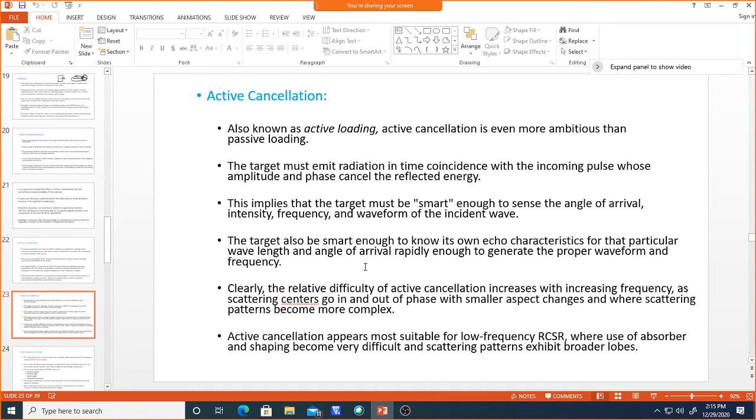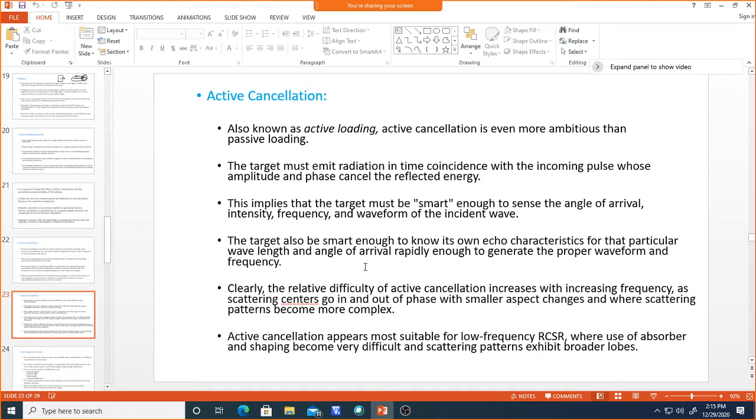Why? Because active cancellation depends on the incoming wave phase and amplitude, and also the target depends on itself to produce the echo. As the frequency changes, the scattering parameters will definitely change. Scattering centers are the portions of the target in which the maximum reflection occurs. Scattering centers go in and out of phase with smaller aspect changes.